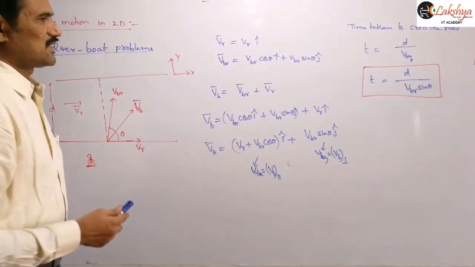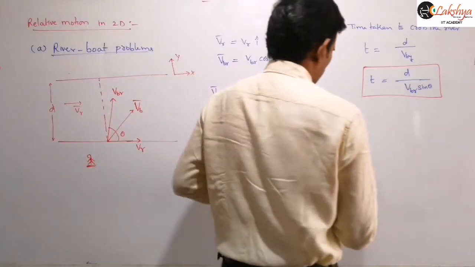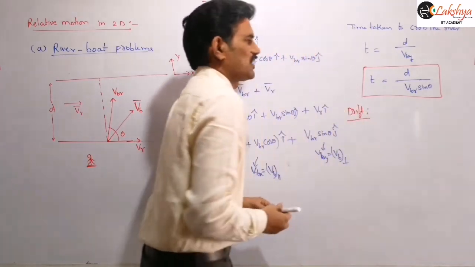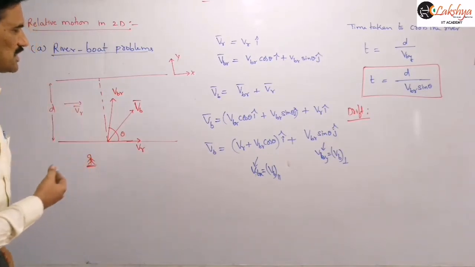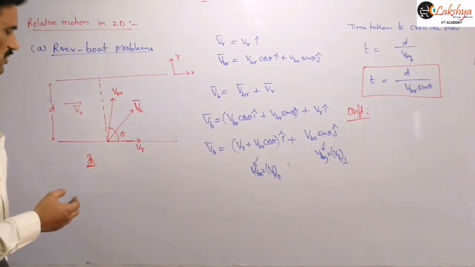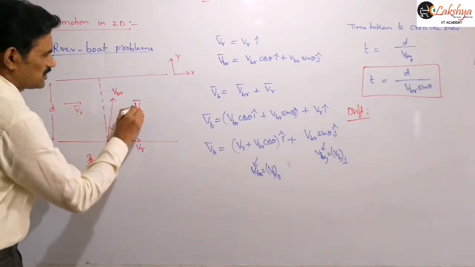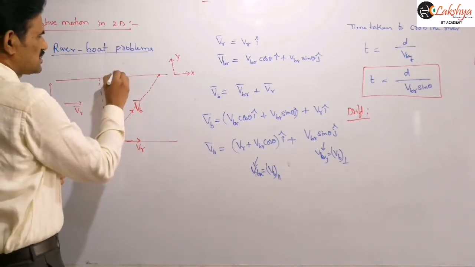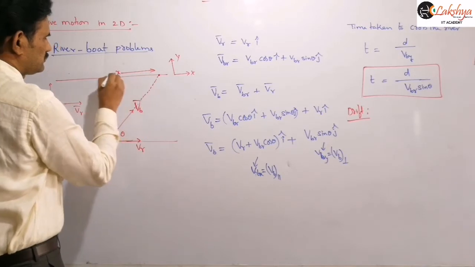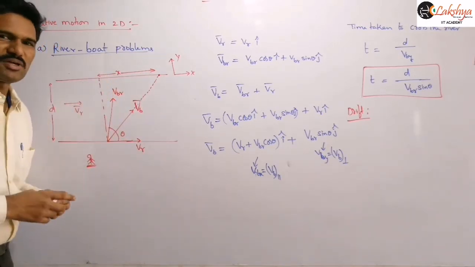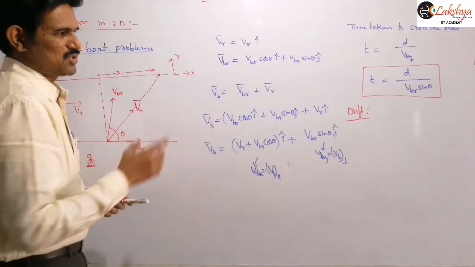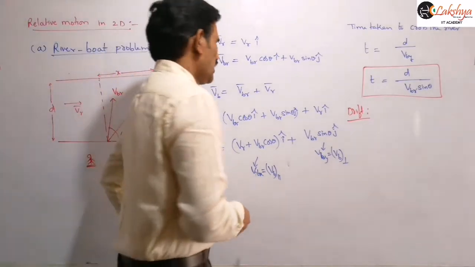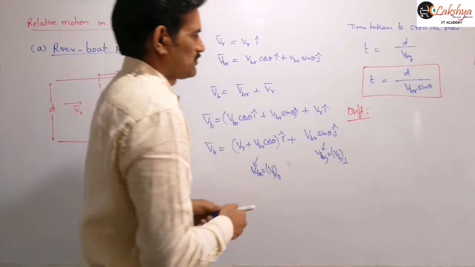Similarly, let us write the drift. Here we define the drift. The drift is nothing but the distance travelled by the boat in the direction of the river flow. That means if the boat is travelling along this direction, it will reach this point, and this distance is what we call the drift. Mention that definition: the distance travelled by the boat in the direction of the river flow is called drift.